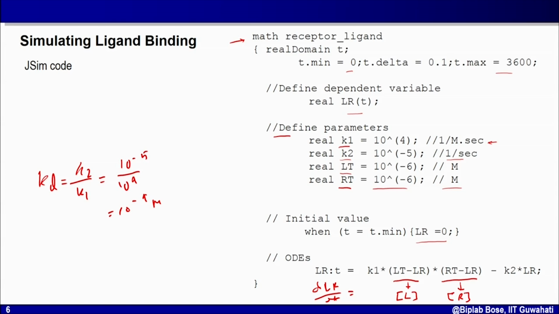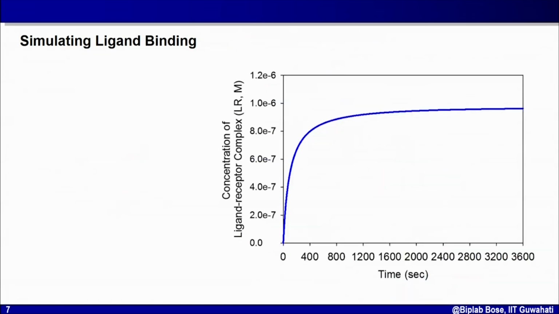So I will advise you to write down this code in JSim and simulate it. I have already simulated it and you can see the result here. So here what I have plotted, time, I have written in second scale, and obviously on the vertical axis you have the concentration of LR, the complex, in molar unit. As you can see, with increase in time it slowly increases, then sharply, and then reaches a saturation.